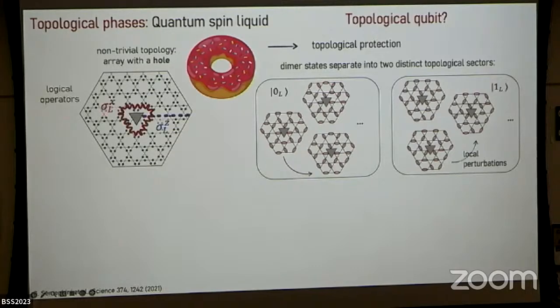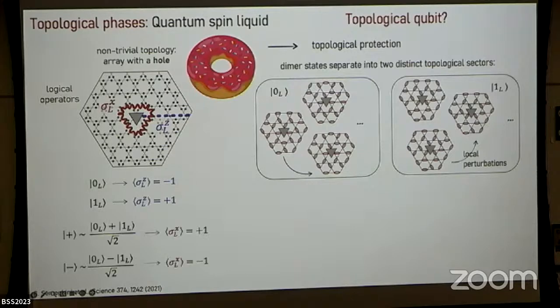So what you can do next is to define logical operators. The logical operators are defined like this. Again, here you trust me a little bit. So the Z logical operator is a Z string that connects the hole to the boundary. And if you look at this, you will find that the 0 and the 1 logical states have minus and plus 1 expectation values for this string. And the sigma X operator is defined as an X loop that goes around the hole. And here you will see that the eigenstates of this operator are the plus and minus states that have plus and minus 1 expectation values.